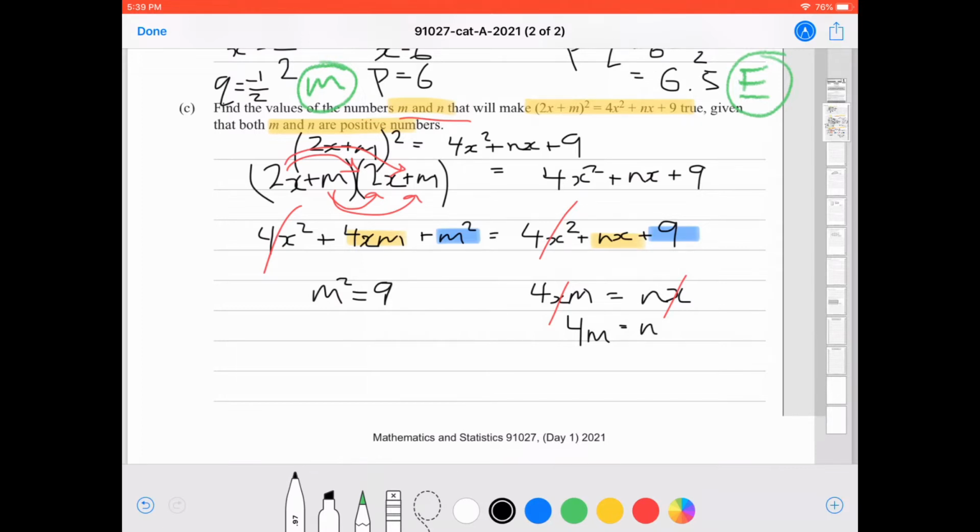Let's look back at our m squared equals 9. Well, we can say m equals the square root of 9, and so m must equal plus or minus 3, but we remember that both m and n are positive numbers, so m can only equal positive 3. Okay, we have our value for m. Let's go ahead and substitute in to find n. So if n equals 4m, then it equals 4 times 3, and so n must equal 12.